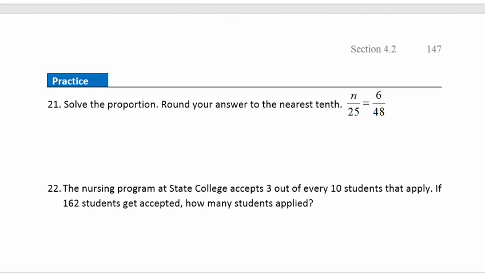21. Solve the proportion. Round your answer to the nearest tenth. Okay? So let's take a look at this diagonal. N times 48. That's going to give me 48n is equal to this diagonal, 25 times 6. So 48n is going to be equal to, well, if I had 6 quarters, that'd be $1.50. So that's 150. Divide both sides by 48.